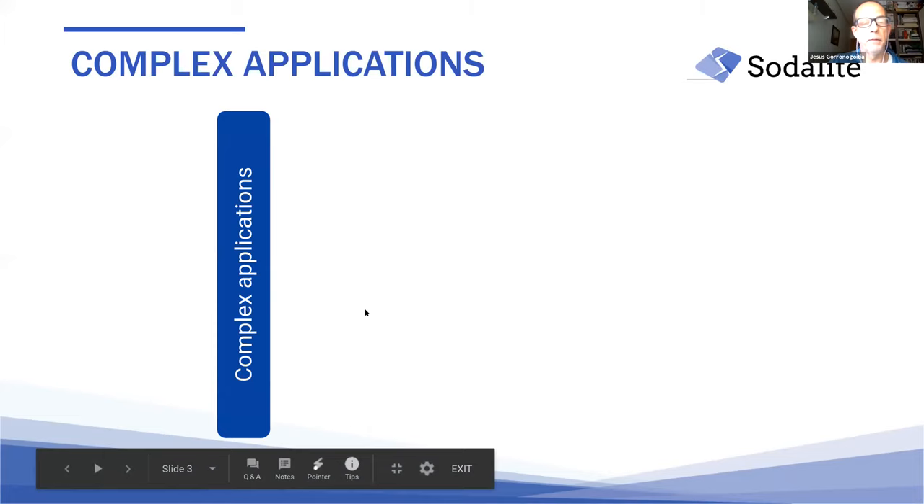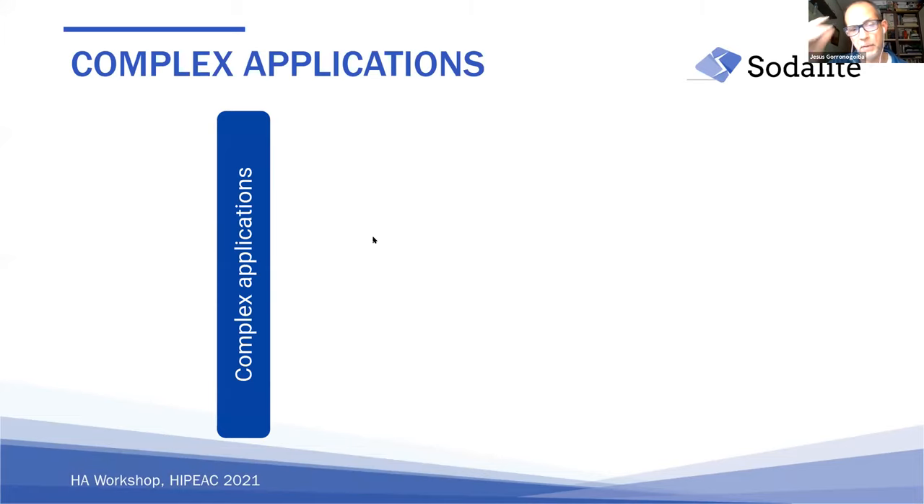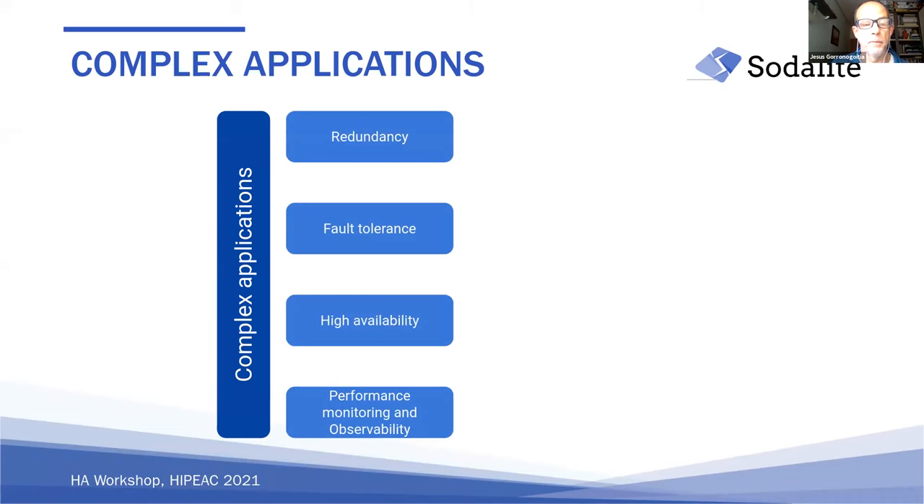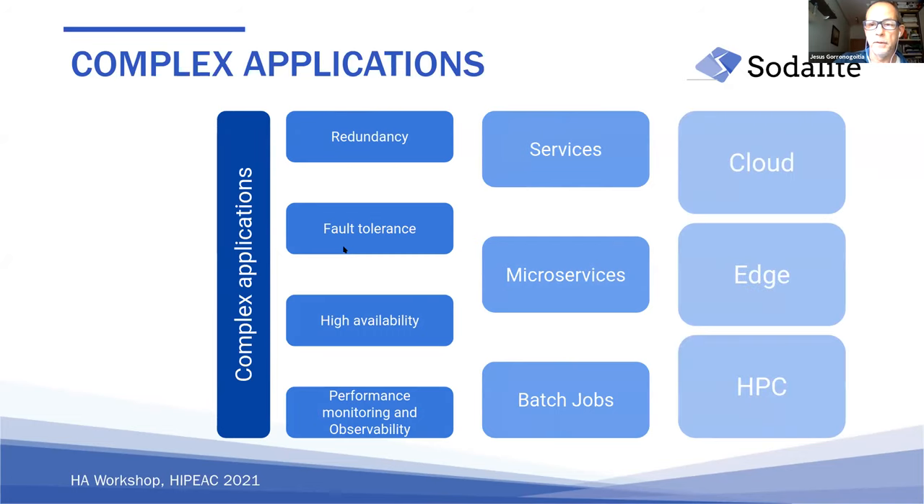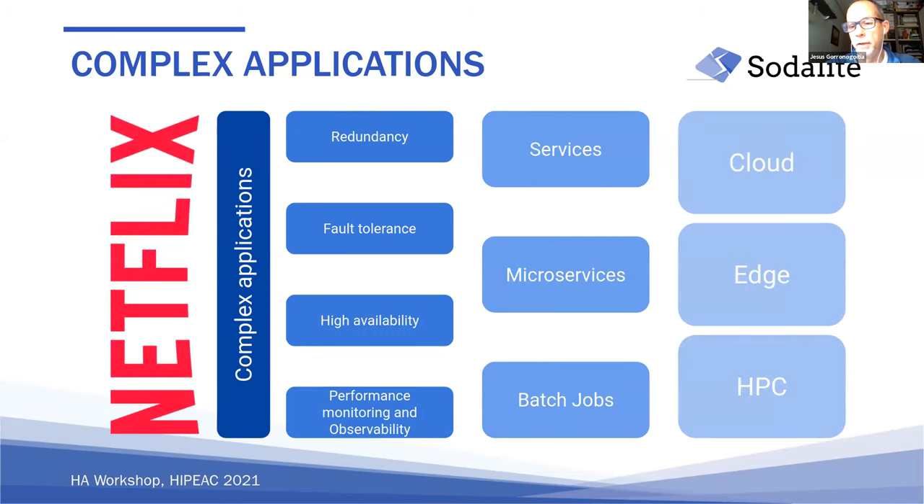So I will start by describing what we understand by a complex application. By complex application, we understand an application that may offer non-functional aspects like redundancy and fault tolerance to offer high availability, or the possibility to observe or monitor the application performance. These are applications that are typically deployed as services, microservices, or even jobs that could be executed in batch with different infrastructure, including cloud, edge, and HPC. An example of such a complex application could be Netflix.